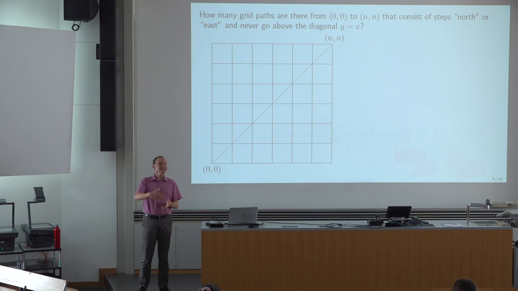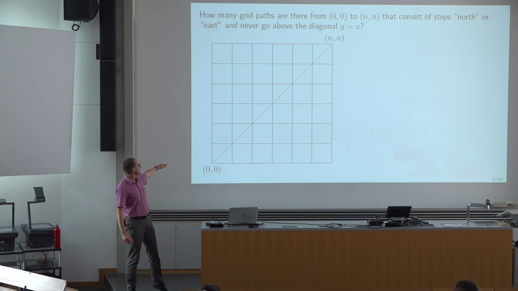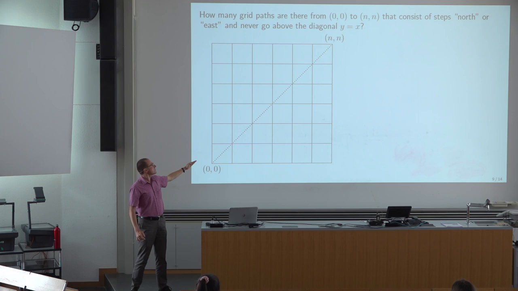Consider a grid, and then consider paths from (0,0) to (n,n) that consist of steps north, that is to say going one unit up, or east, going one unit right. How many paths are there from the origin to (n,n) that consist of steps north or east and never go above the diagonal? They can hit the diagonal, but should not go above the diagonal.